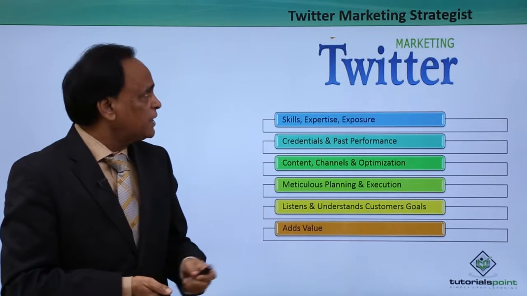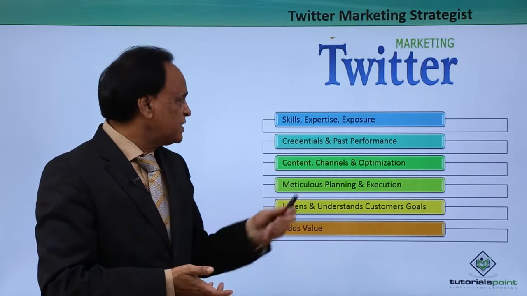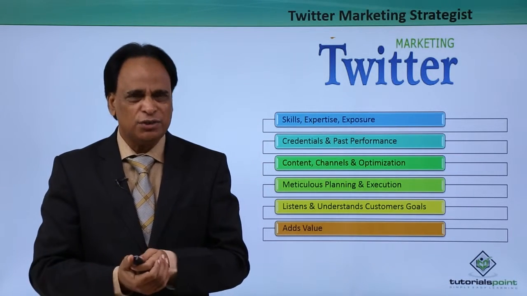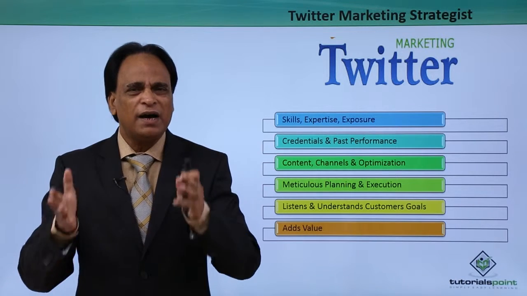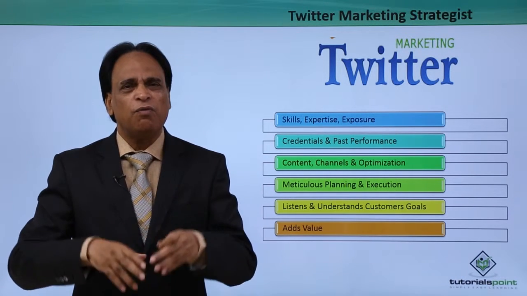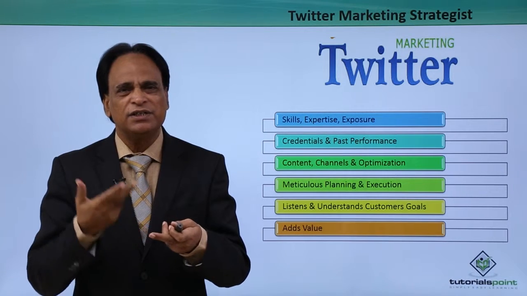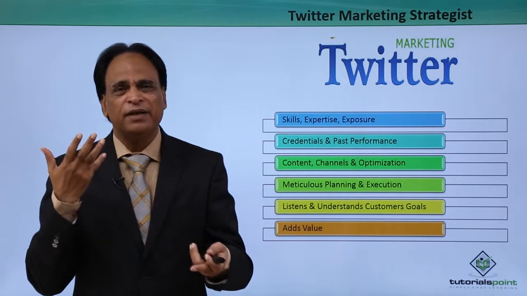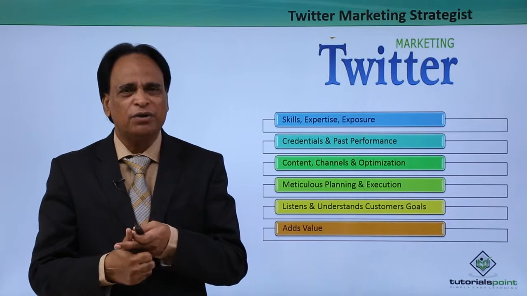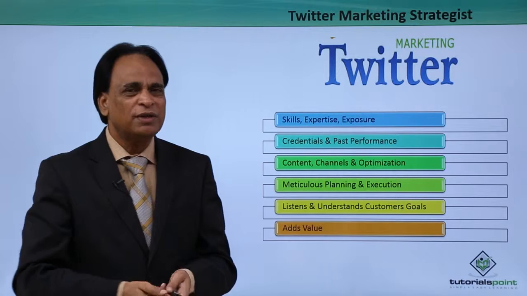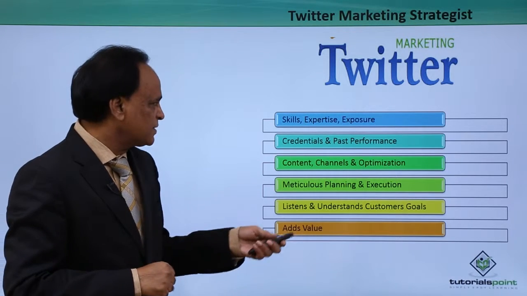Some of the things that you need for Twitter marketing strategies are skills, expertise, and exposure on Twitter and of course on social media. You need to have an in-depth analysis of what Twitter is, how Twitter works in terms of organic lead generation, in terms of paid advertising, in terms of followers, in terms of following, in terms of tweets, in terms of optimizing the Twitter account. You need to have an in-depth analysis.